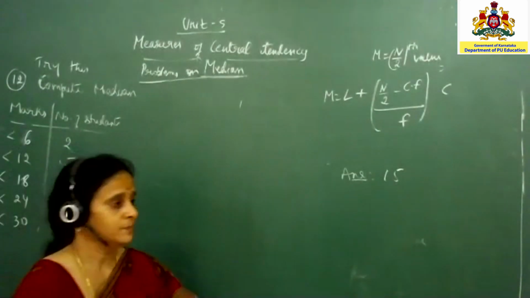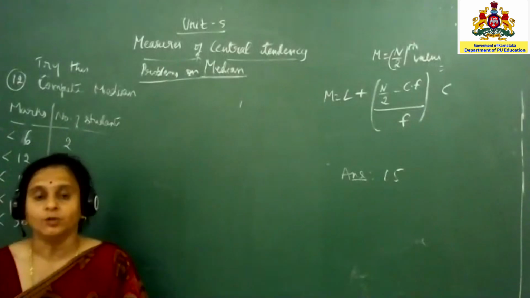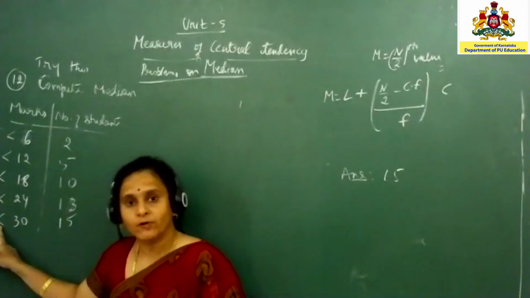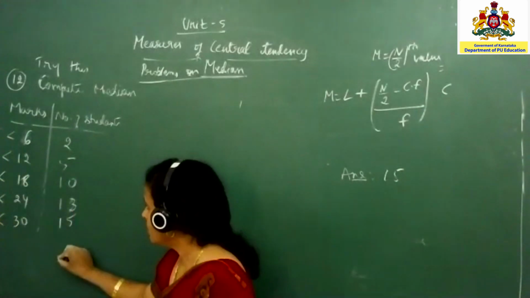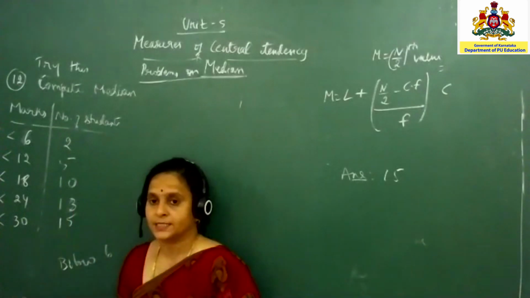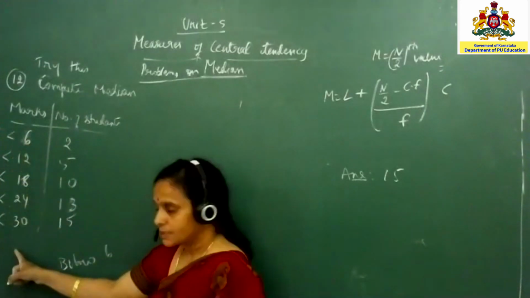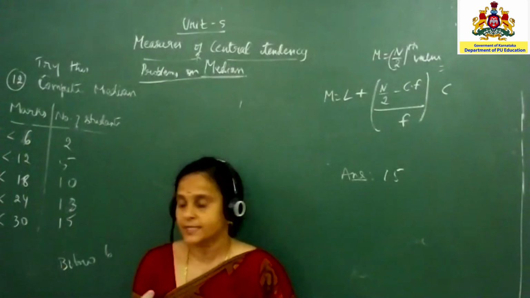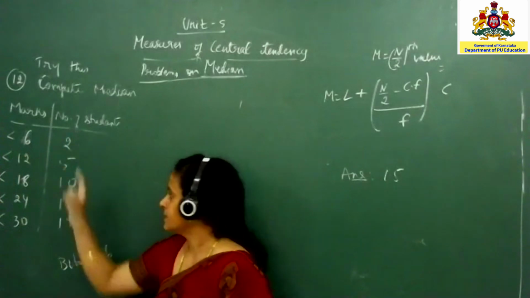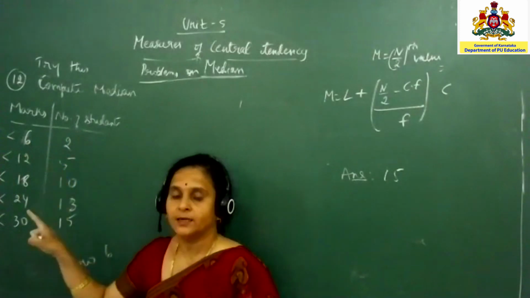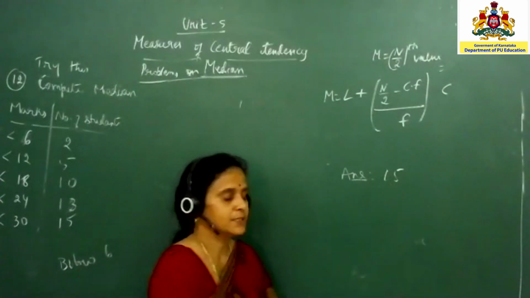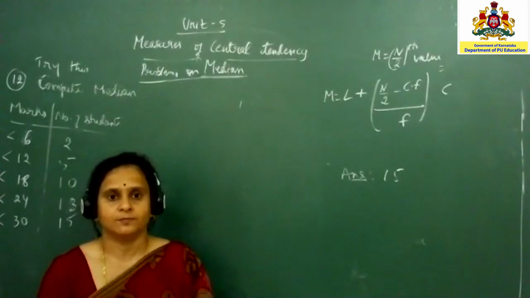Next, the 12th problem. Try this problem, which is similar to the previous problem. Again, it is in the form of less than values, below values. Either the words less than will be given, or sometimes like below 6. It is the same way of doing it. Below 6, below 12, etc. First bring it into the form of class intervals 0 to 6, 6 to 12, etc., and change the frequencies: 2, 5 minus 2, 10 minus 5, etc. Then work out the problem using the formula. You get the final answer as 15. So try this problem.